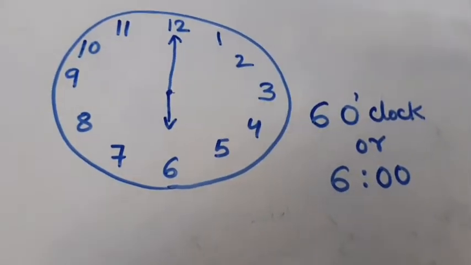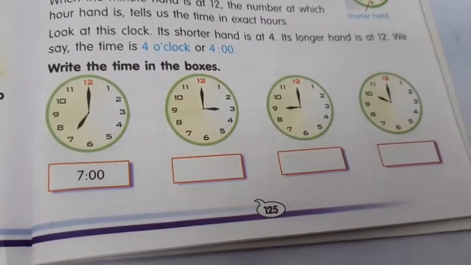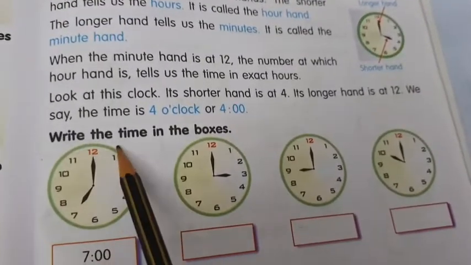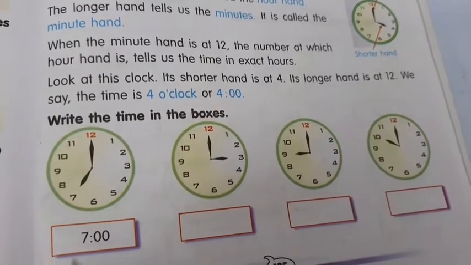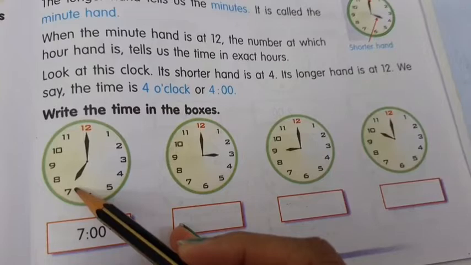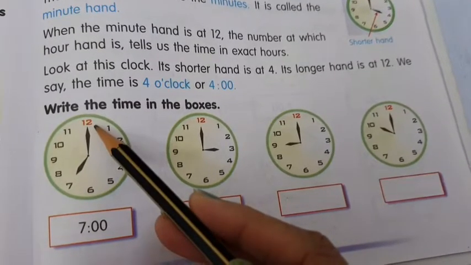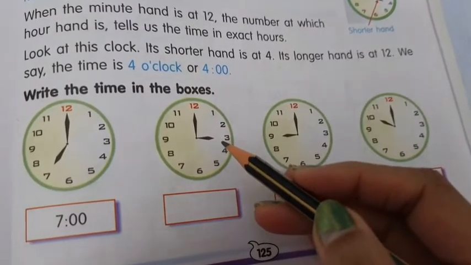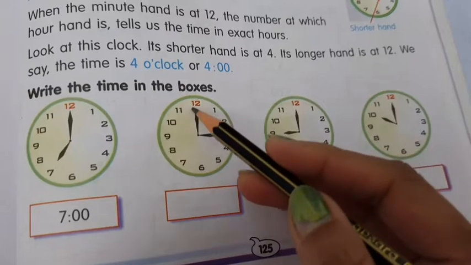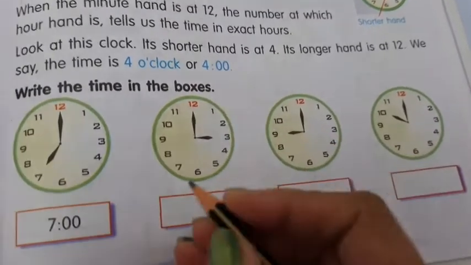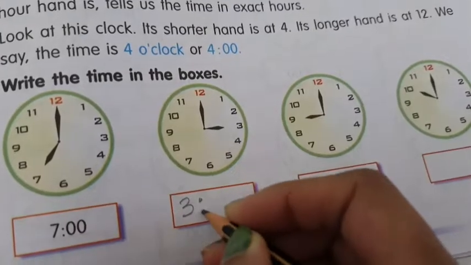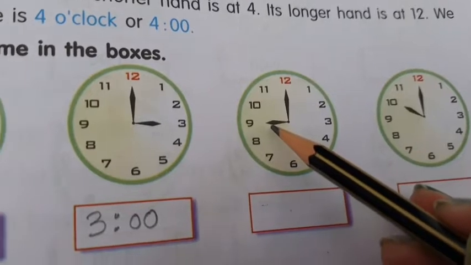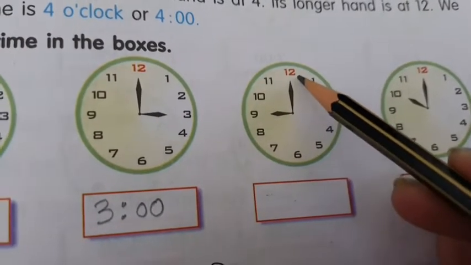Now, all of you, please take out your book and follow page number 125. Write the time in the boxes. First one, see, the hour hand is at 7 and the minute hand is at 12. So the time is 7 o'clock. Next, the hour hand is at 3 and the minute hand is at 12. The time is 3 o'clock. So write down 3:00.